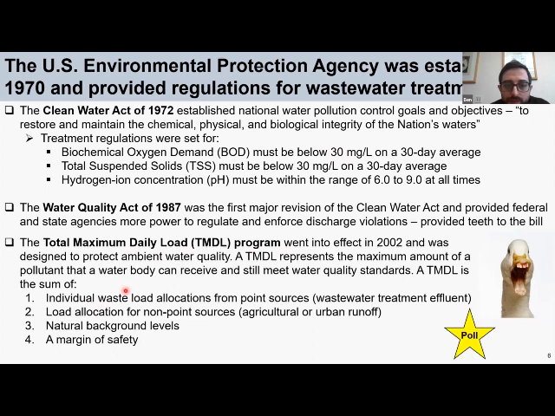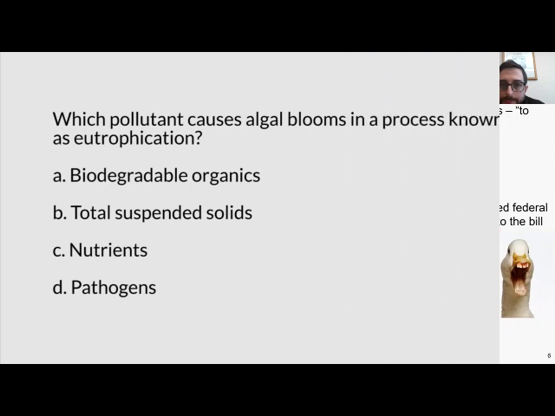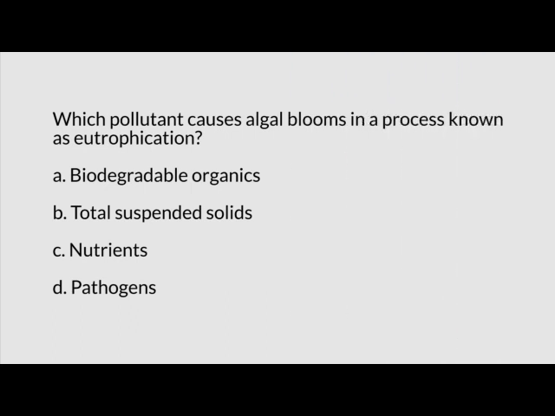All right, so I think we have our first poll question now. So the question is, what pollutant causes algal blooms in a process known as eutrophication, which I covered briefly in a previous slide. All right, we got some mixed results. So the answer is nutrients. Good job to the 40% of you that picked that.